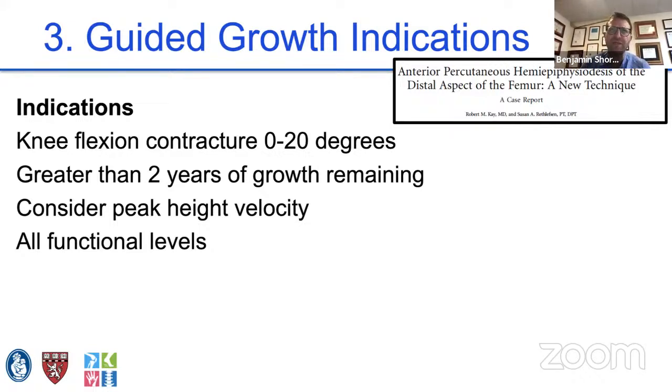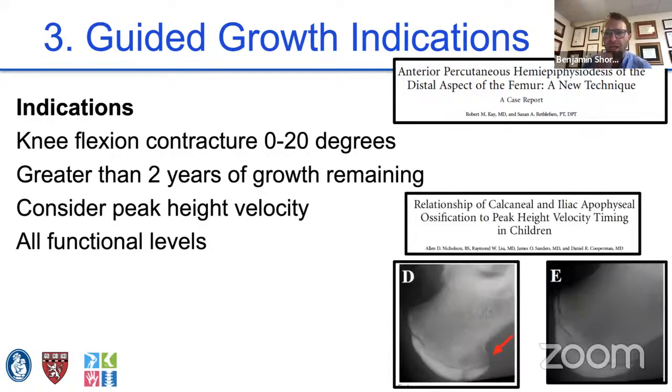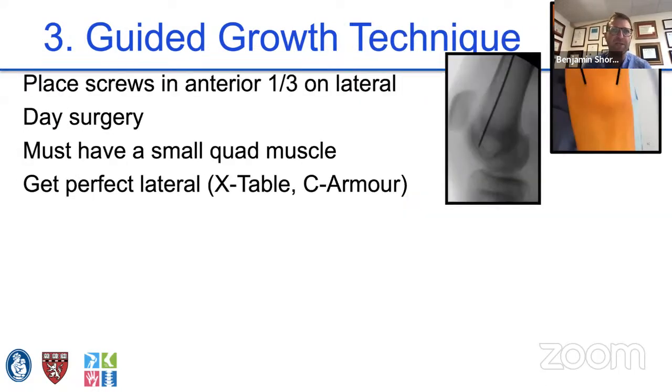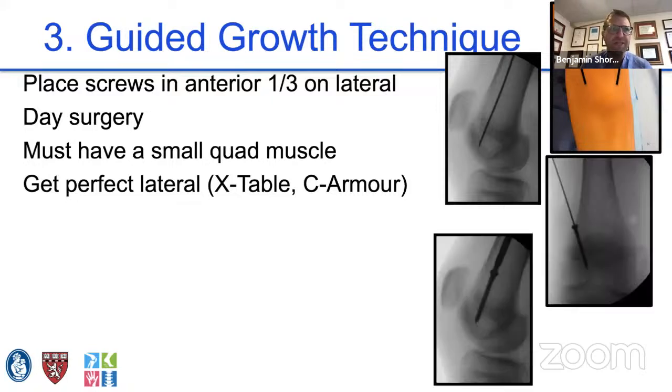Because this is a relatively minor intervention, the nice thing about this is it really could be done for all different functional levels, not just for ambulatory children. And you can look at all sorts of different ways to assess how much growth the child has remaining. But I'm going to just go over the technique. So these are done with 4 or 5 cannulated, fully threaded screws. And the screws are placed in the anterior third on the lateral view.